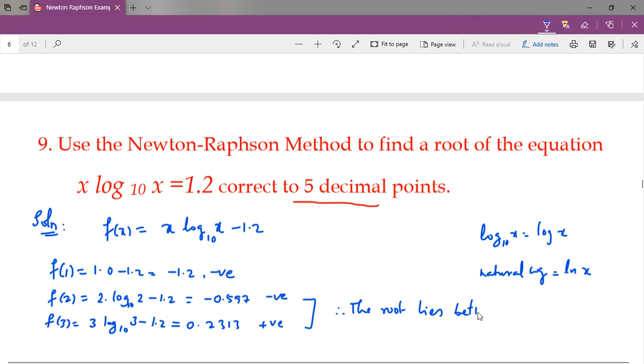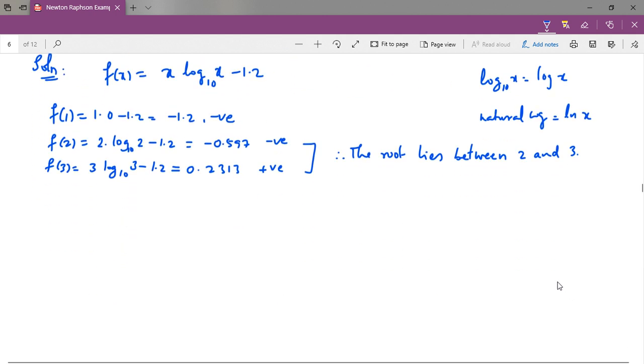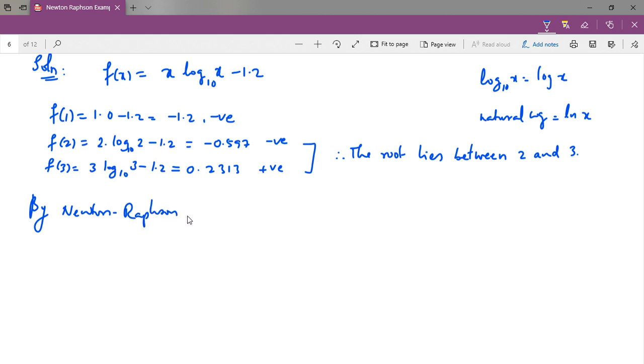Once we know where the root lies, between 2 and 3, now it is very easy. We can start with the Newton-Raphson formula. What is the Newton-Raphson formula? Xn plus 1 is equal to Xn minus f of Xn divided by f dash of Xn. Before that, let us find out what is f dash of x.